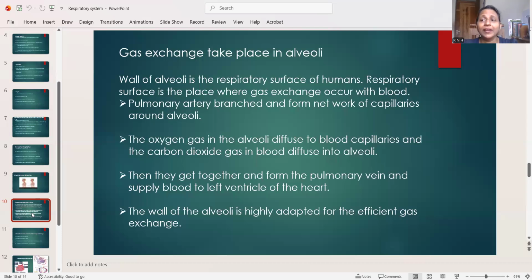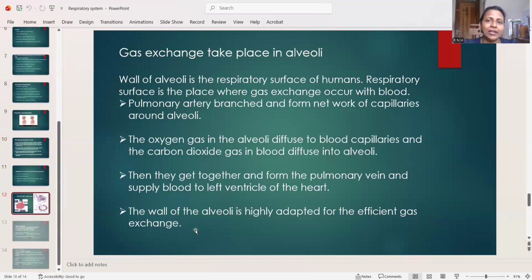The pulmonary artery comes from the heart to the lungs, and it branches and forms a capillary network around the alveoli. It has less oxygen concentration. And the oxygen gas inside the alveoli diffuses into that blood. And the carbon dioxide inside those blood capillaries diffuses into the alveoli.